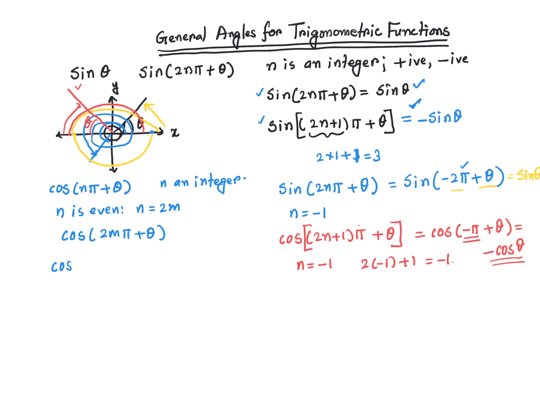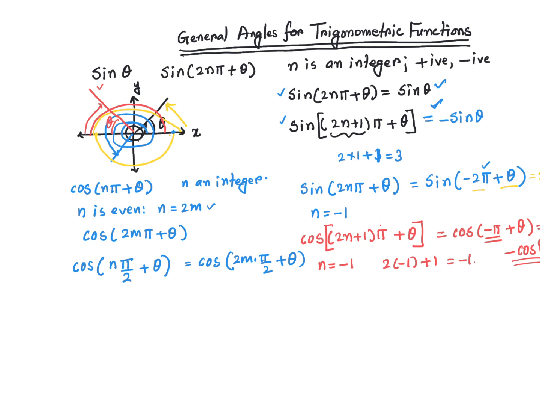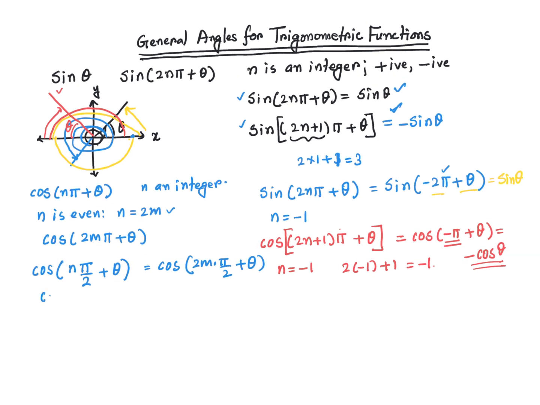So let's say cosine of, instead of n pi, sometimes we have situations with n pi over 2 plus theta. Now, if n is even, that means n is equal to 2m, this becomes nothing but cosine of 2m times pi over 2 plus theta. That, by the way, becomes cosine of, the 2 and 2 cancel, m pi plus theta. That is very easy to solve. You can go ahead and do it.